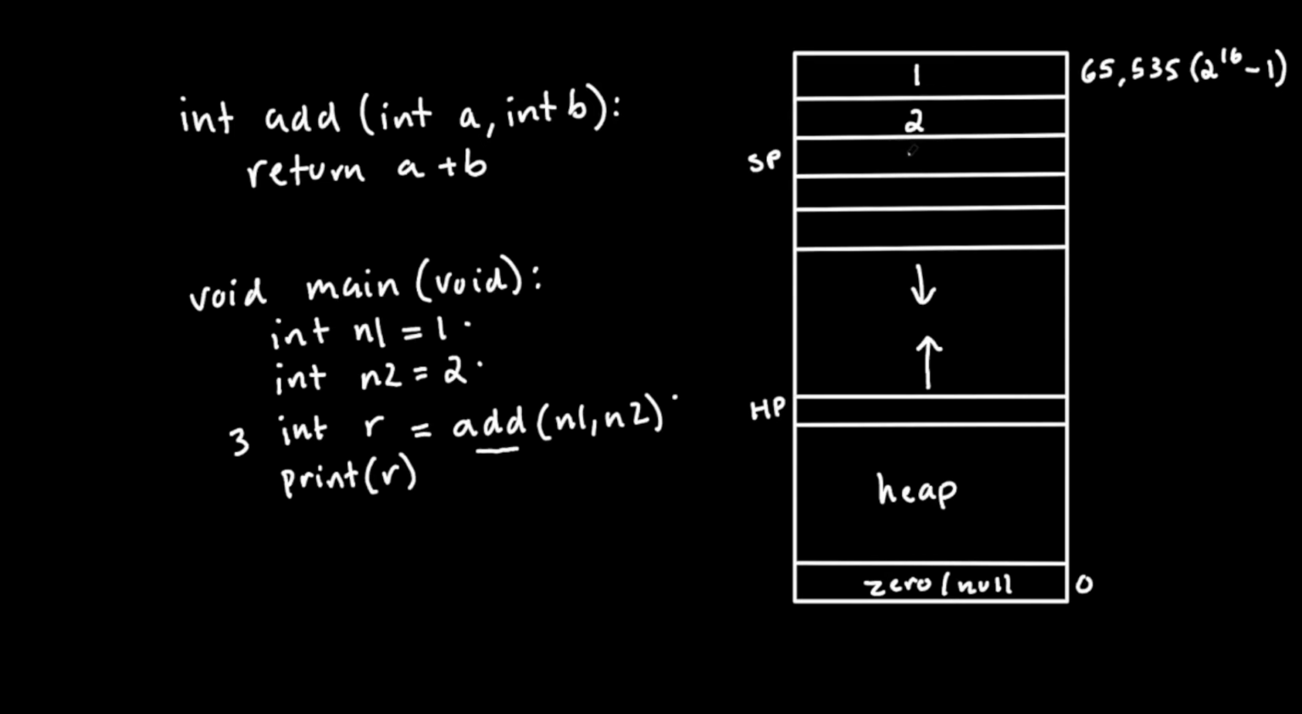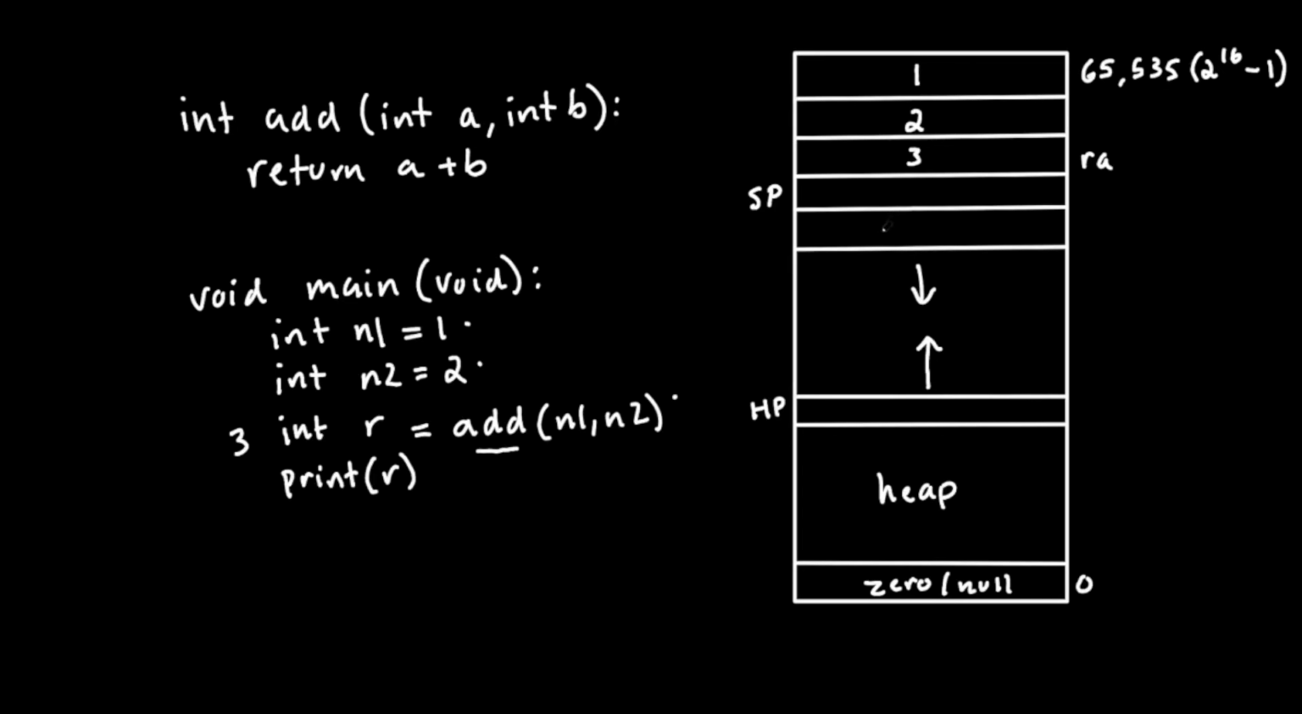So we'll push the return address 3, and we'll mark right here RA, and then we'll decrement the stack pointer. And now we're at an open cell. Now that we have the return address, we're going to push the method's locals. However, there are none. So now we can go ahead and push the method's arguments. So we'll push n1.